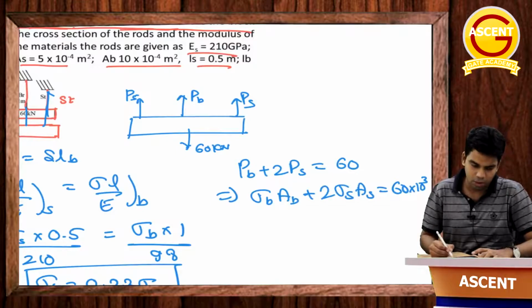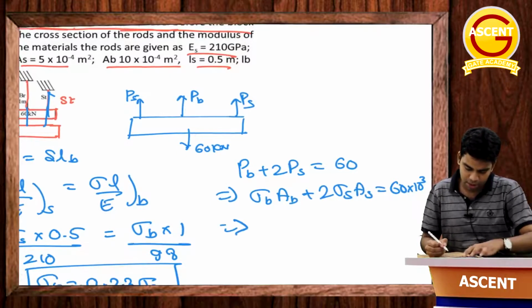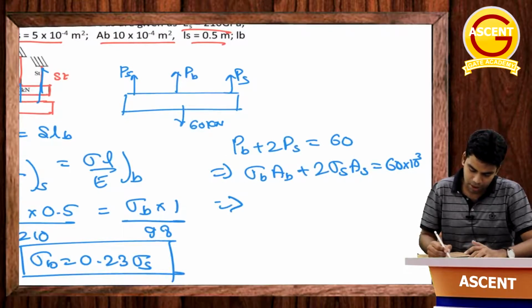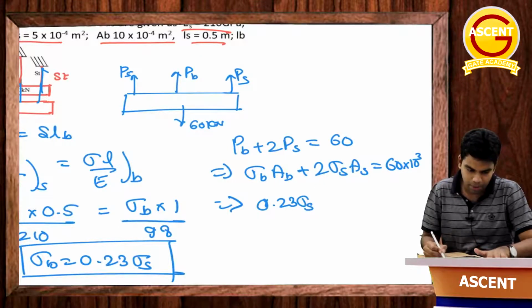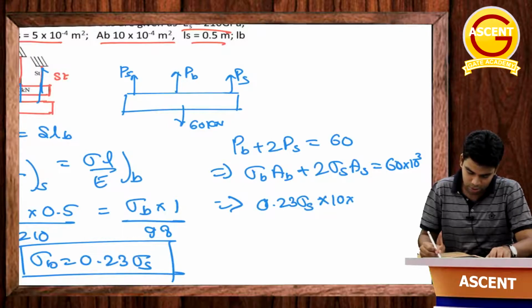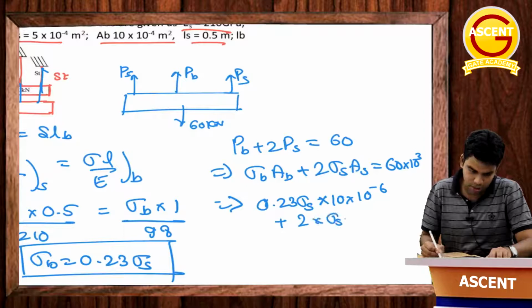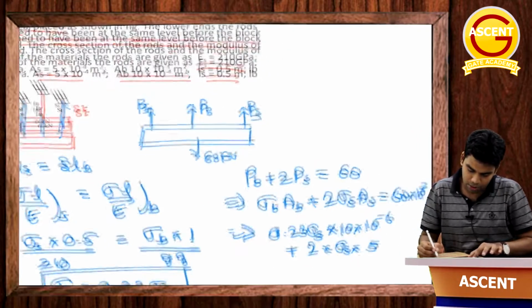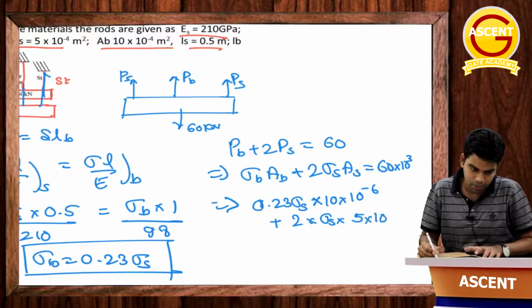Okay, so just put the value, and you can also put the relation here. Sigma B is equal to 0.23 of sigma steel. So just put the value: 0.23 sigma steel into area 10 into 10 raised to the power minus 6, plus 2 into sigma steel into area, which is 5 into 10 raised to the power minus 4. Getting this? This is equal to 60 kilonewton.